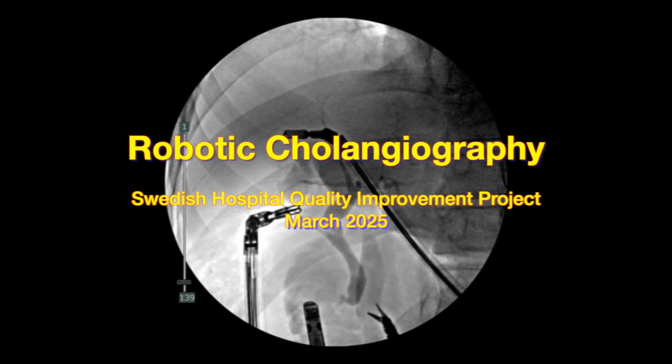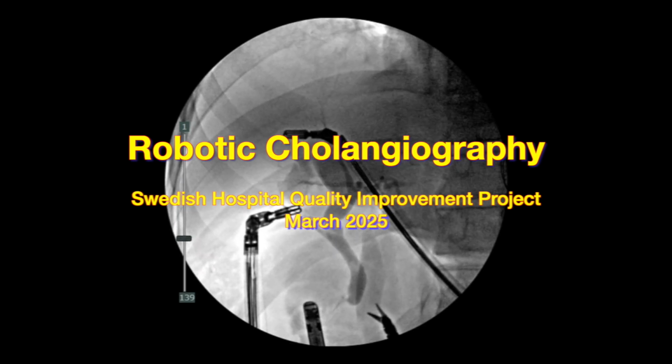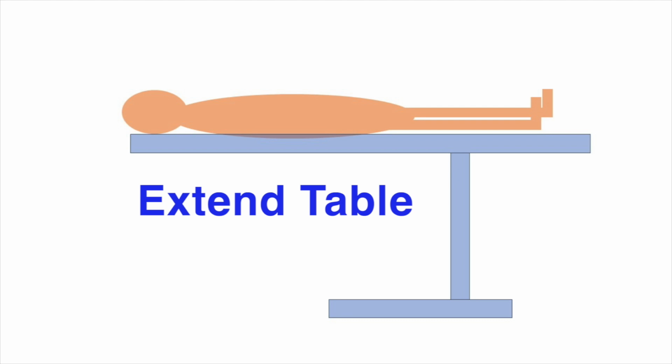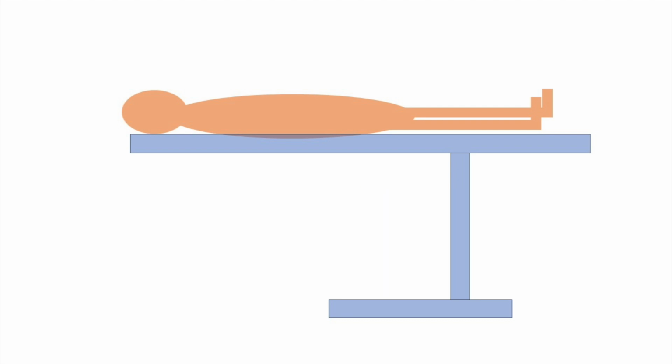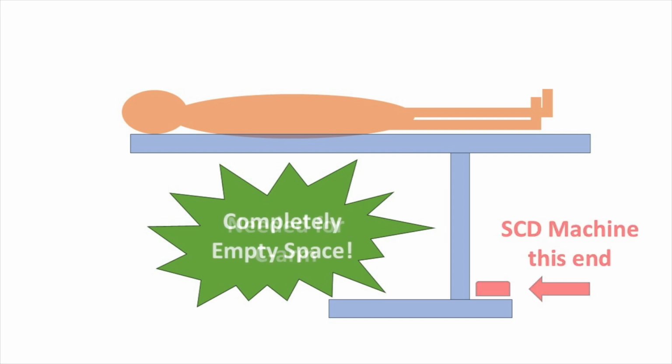This video is intended to guide surgeons and other team members who work together to perform cholangiography during robotic cholecystectomy. The table bed must be extended to its limit to maximize space under the patient's head and torso for the lower unit of the C-arm machine to move freely. The sequential compression device, or SCD machine, must not be in the way of the C-arm lower unit. It needs to be placed on the table base at the foot of the bed.